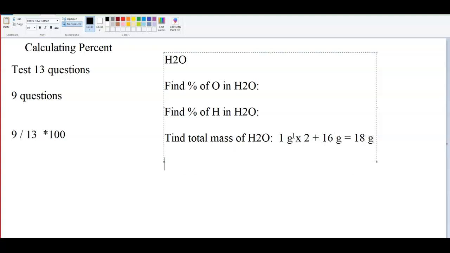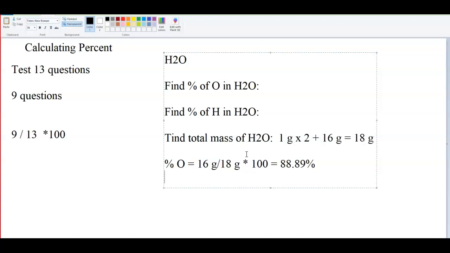Now, to find the percent of oxygen, you're going to divide what? The mass of oxygen in this H2O is 16 grams. So you're going to divide 16 grams by 18 grams, and then you multiply this by 100. That will give you the percent of oxygen in H2O. So if you do that, your answer will be 88.89%.